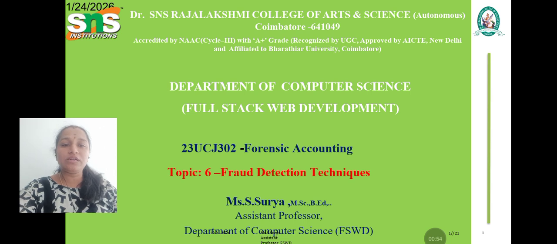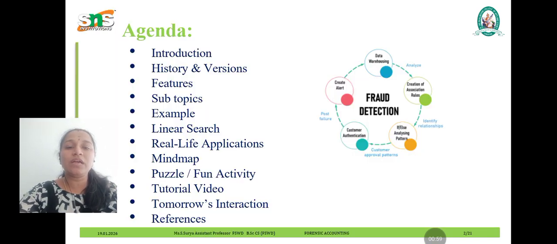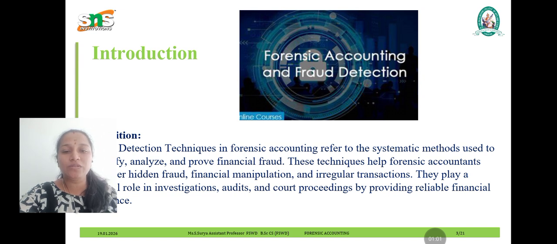Major fraud detection is data analytics, which covers techniques such as trend analysis, ratio analysis, Benford's law and outlier detection. We also use internal controls, such as segregation of duties, authorization controls and approval limits. Forensic accounting is the systematic method used to analyze and prove financial fraud, financial manipulation and irregular transactions, playing a role in investigations and audits by proving reliable financial findings.